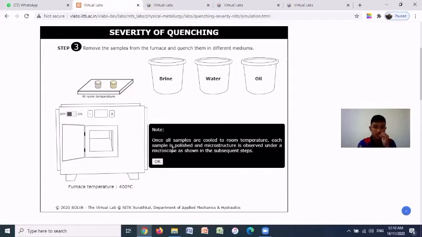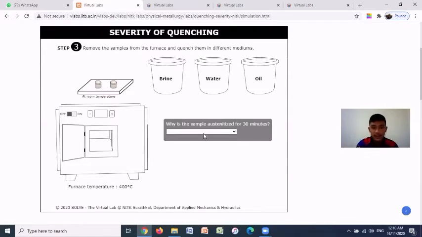Okay. Once all samples are cooled to the room temperature, each sample is polished and microstructure is observed under a microscope as shown in the subsequent step. Alright. So why is the sample austenitized for 30 minutes? So jawapan dia adalah uniform austenitization. Alright.